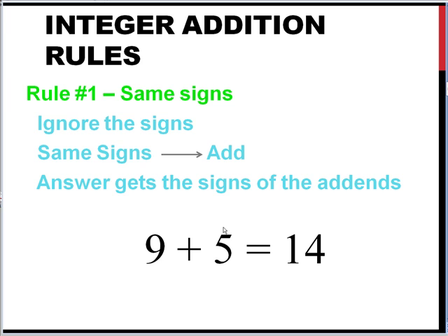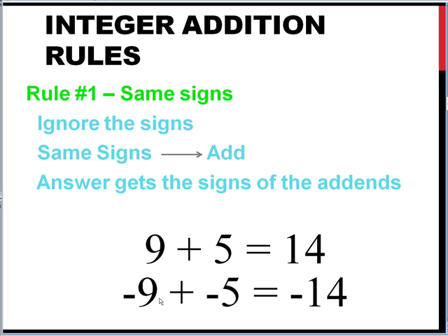These are both positive numbers. If there's no sign out here, that means it's positive. So these are both positive numbers. When you add them together, 9 plus 5 is 14. Your answer is positive because these both started positive. Not very hard. You already know how to do that. But some people get confused on the negatives.